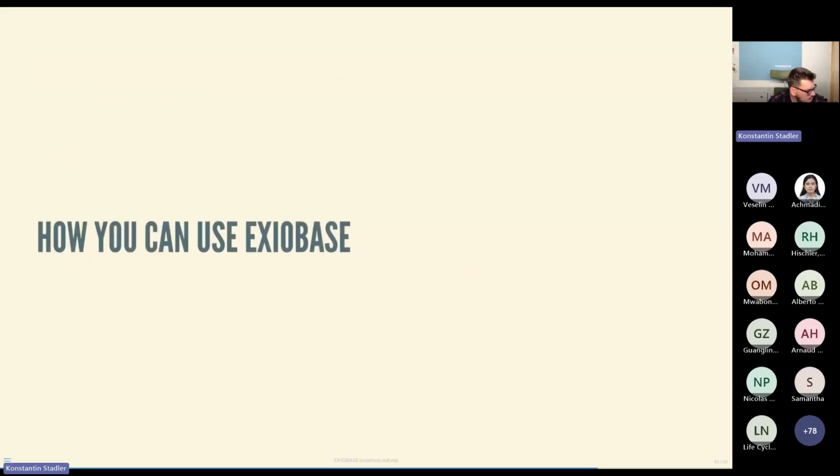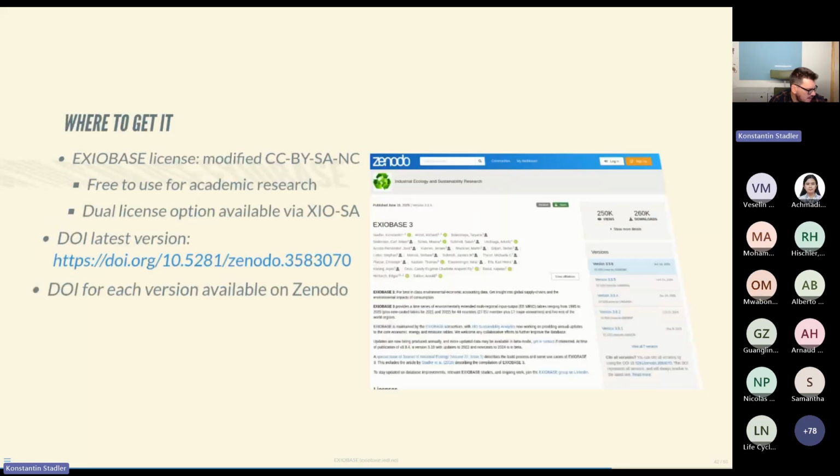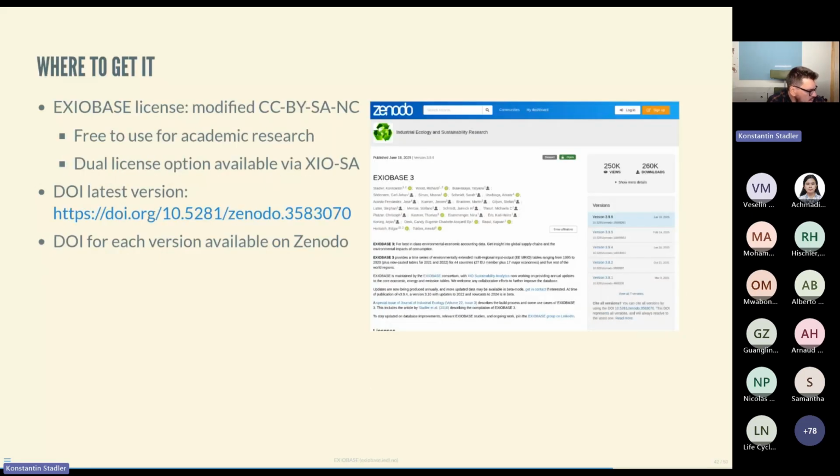So these are the uses. So how can you use Exiobase? It's freely available on Zenodo for academic research. We have a dual license option, so you can contact us if you need a different kind of license.